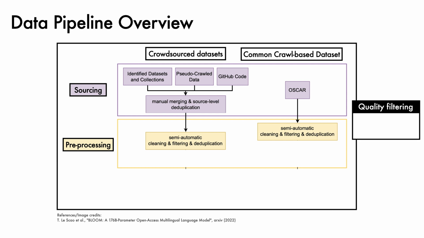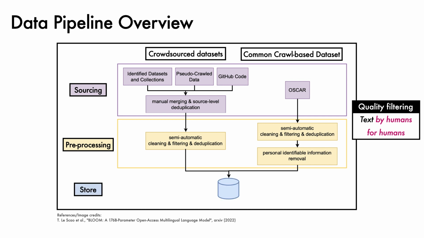The key quality filtering metric employed was whether the text was written by humans for humans, rather than scoring it by its content. An additional step of removing personal identifiable information using regex searches was applied to the OSCAR data, which was thought to have the highest privacy risk. The resulting data was then collected into the final data store.